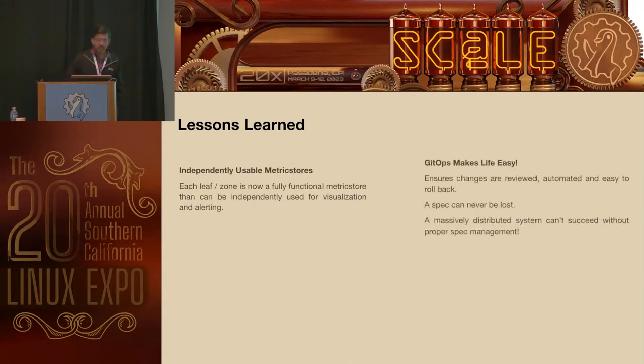So independently usable metric stores, like each leaf and zone is now a fully functional metric store, and that helps it be easier to visualize, and we can alert on top of it as well. GitOps makes life very easy.